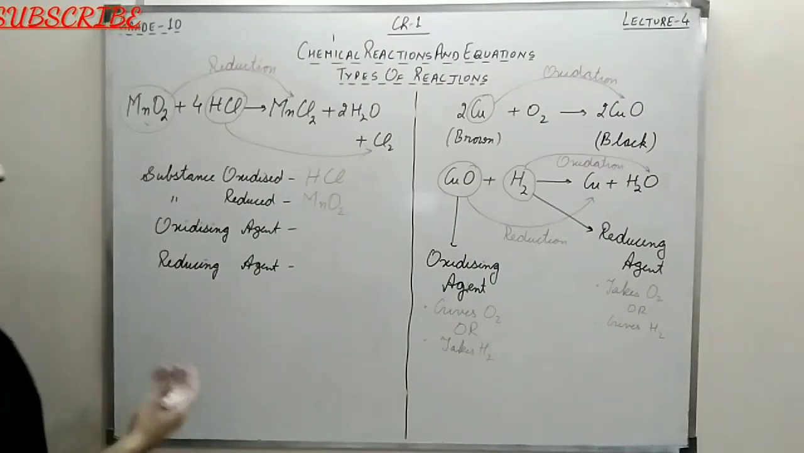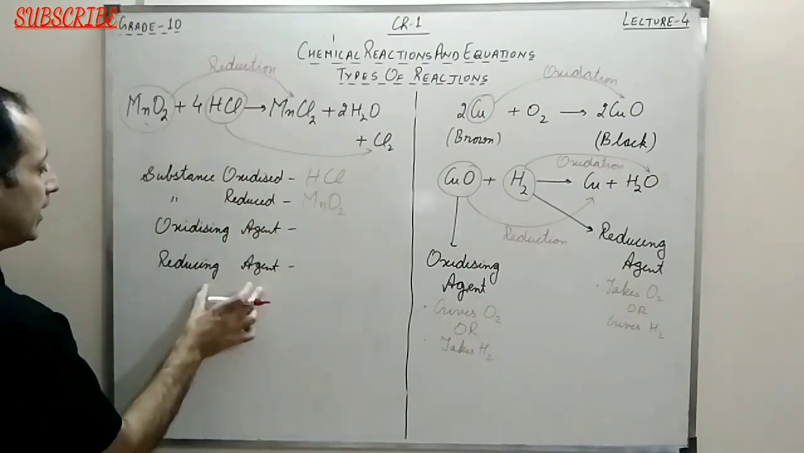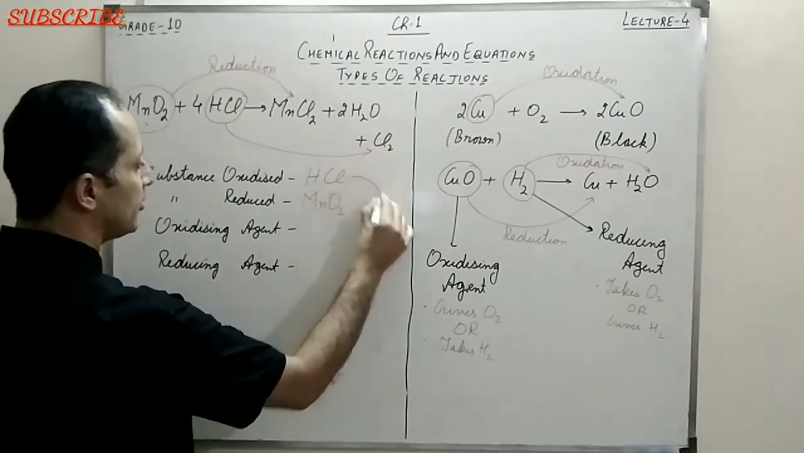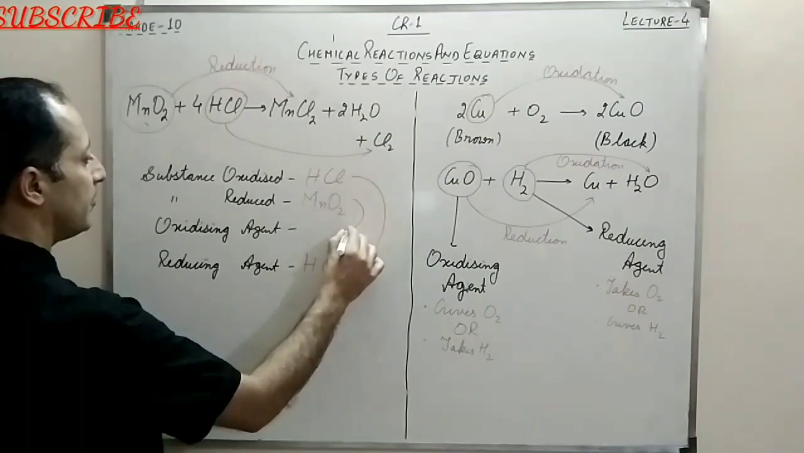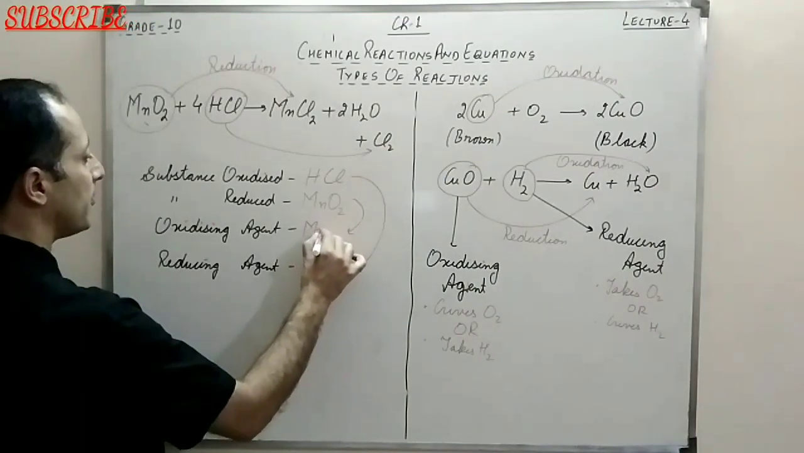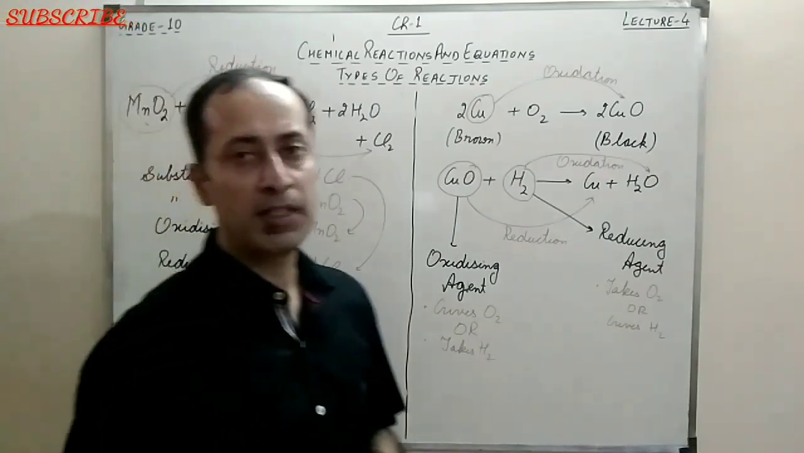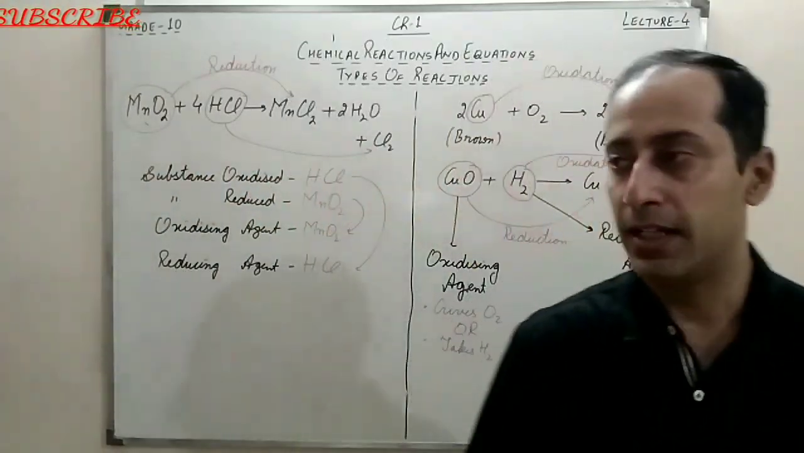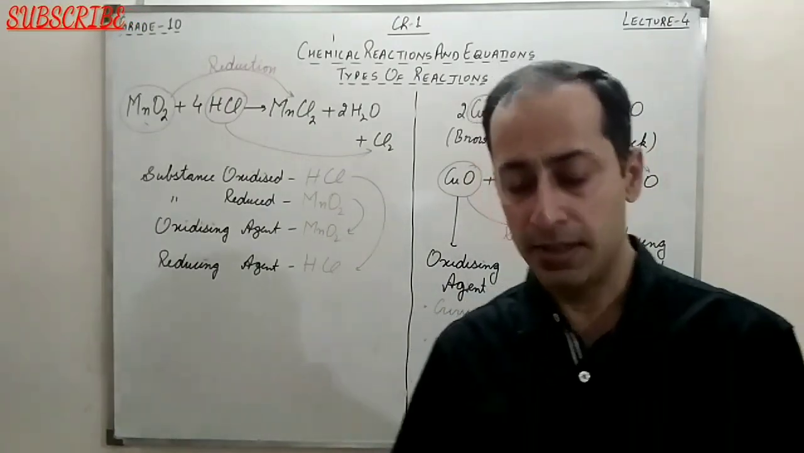Right? Next thing, as I told, whatever is the substance oxidized is always a reducing agent. So I write this thing here, HCl, and this will come here, MnO2. So right here friends, this was all about the different types of reactions. I will revise the reactions once again.